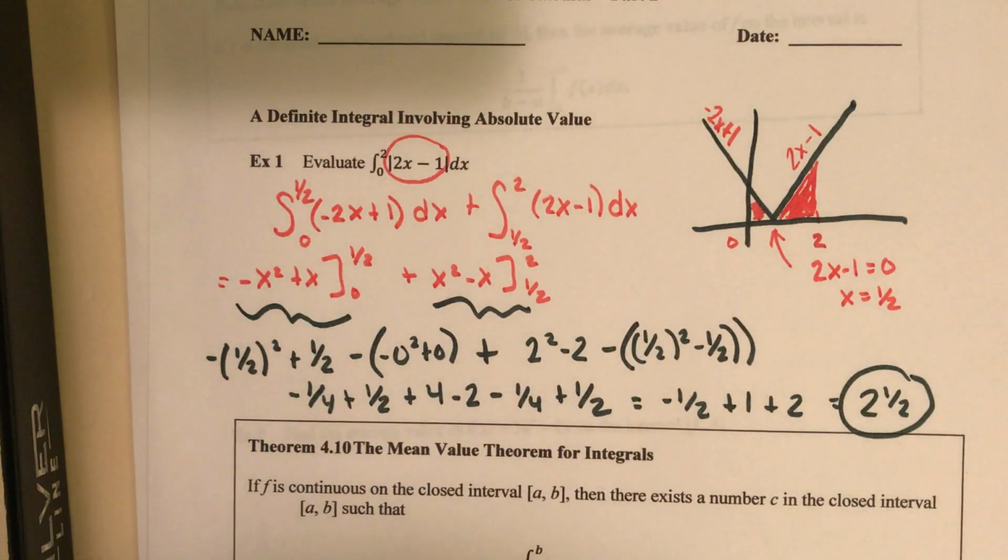So unfortunately, there's no simple way to do an absolute value. You have to see where they touch the x-axis to split it up into the two graphs, and then set up your two integrals from there.